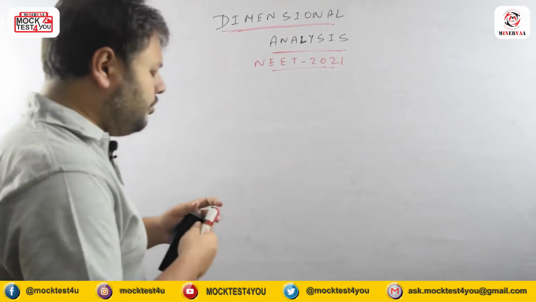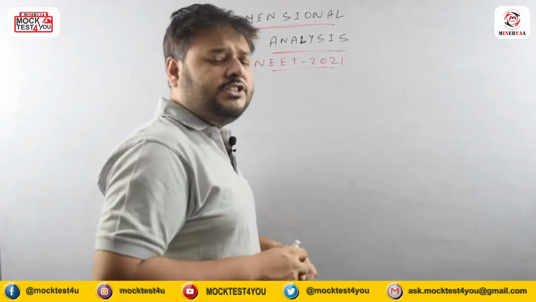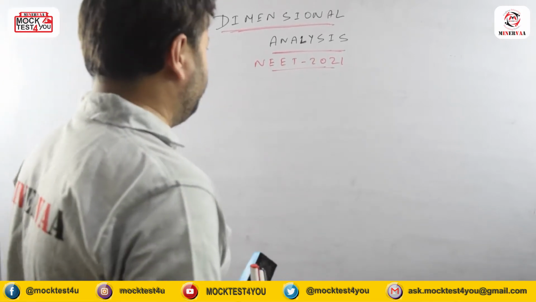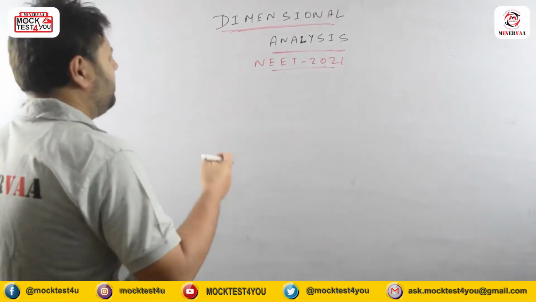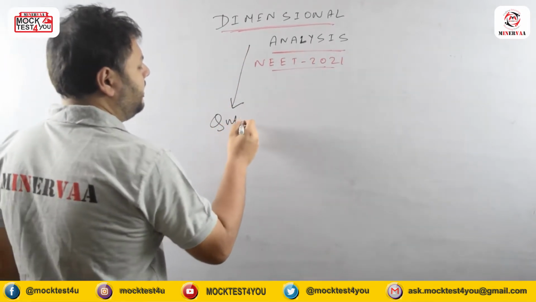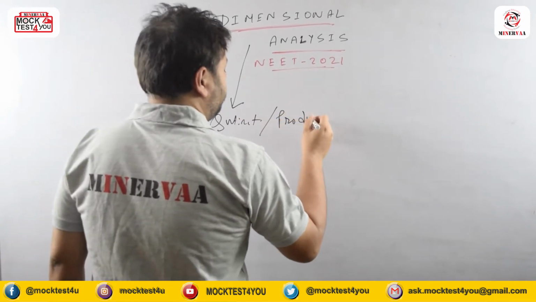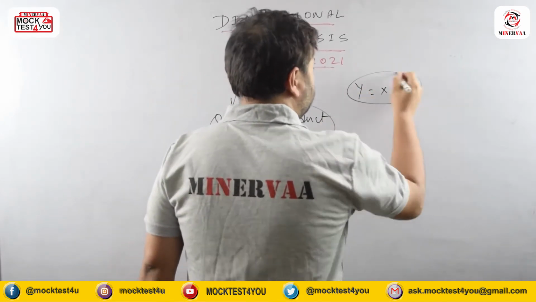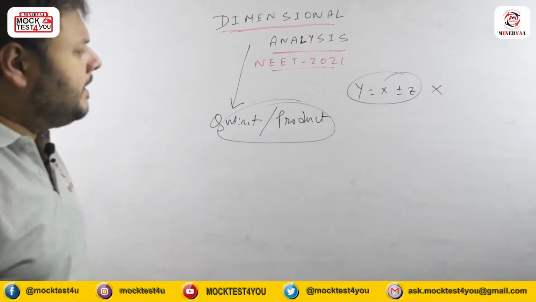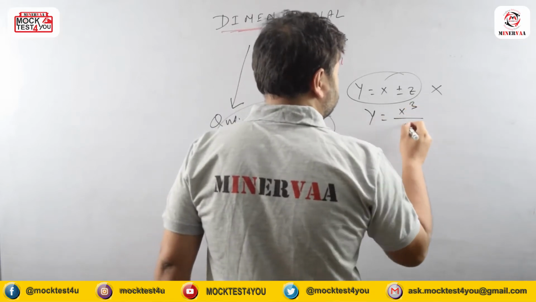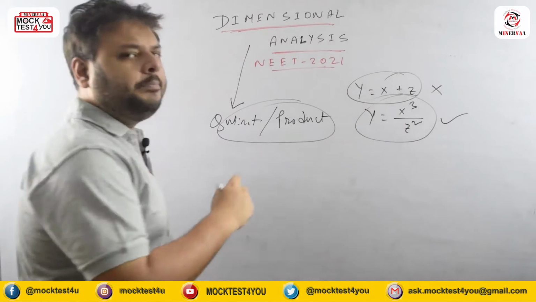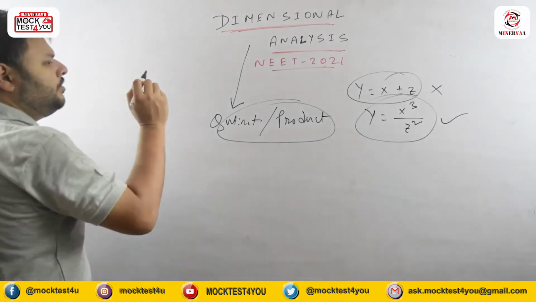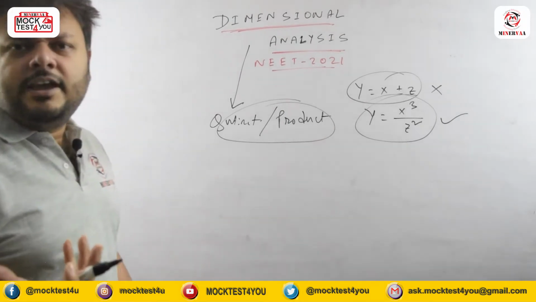with our working. So remember, there are so many relations in physics which are linear, and some are product and quotient relations. One thing we should notice is that dimensional analysis is only applicable for those relations which are either in the quotient or the product form. Like if the relation is y equals x plus or minus z, there will not be any dimensional analysis working. But if the relation is y equals x cubed by z squared, this will be the correct approach to apply dimensional analysis. So this can be easily used to prove some mathematical physical relations in various options.